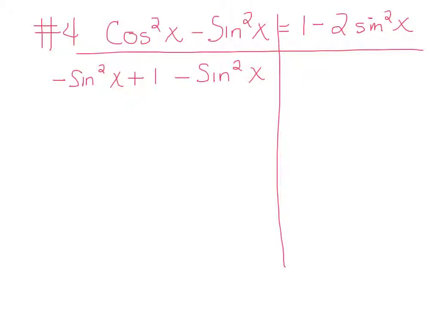So tell me, the negative sine squared of x and the negative sine squared of x, together, that makes what? They cannot cancel out. Negative 2 sine squared of x, that's right. You just combine them, plus 1. And at this point, by the commutative property, you can just rewrite that: 1 minus 2 sine squared of x is the same thing, right?